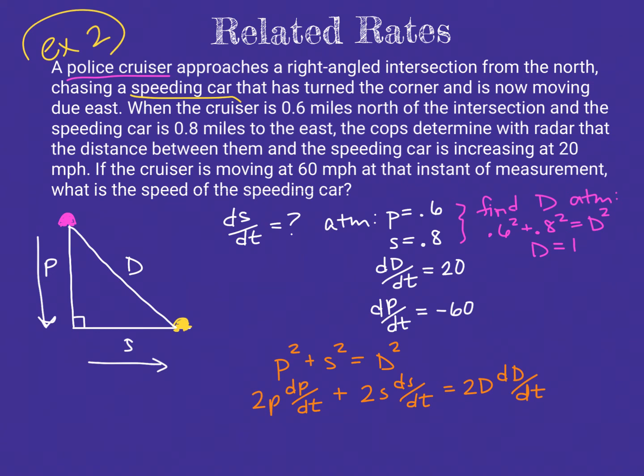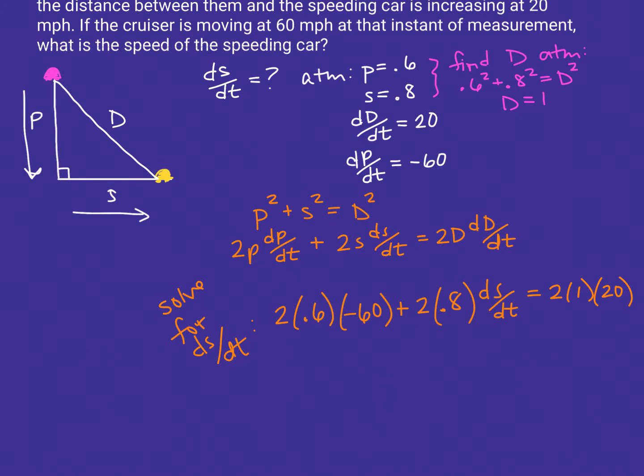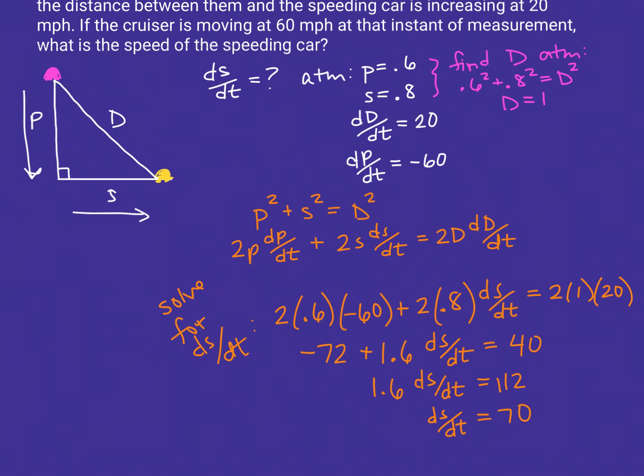So we also know that information. So let's plug in what we know and solve for ds/dt. I have plugged in everything and we're looking for ds/dt now, so we can solve. Solving for ds/dt gives us 70. We do want to make sure that we're answering the question. The question is, what is the speed of the speeding car? Well, the speeds here are given in miles per hour, so that makes sense for this. So it'll be miles per hour, which we obviously abbreviate as mph.